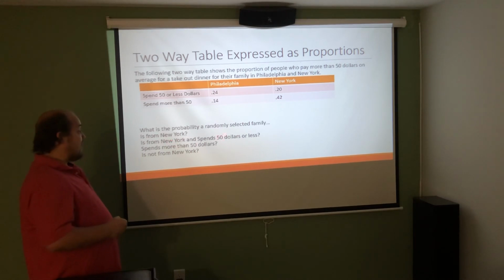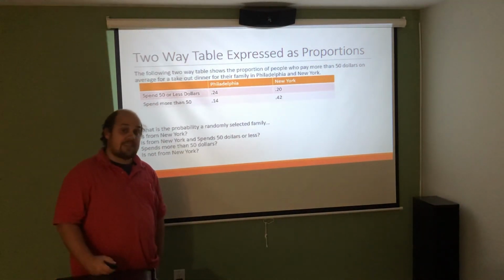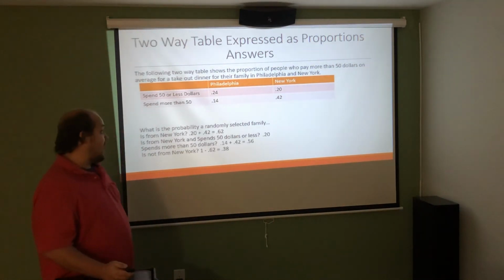From New York and spends $50 or less is where New York intersects $50 or less. So just this answer of 0.20. Spends more than $50 is everyone in this row. So that row total was 0.56. Is not from New York is 1 minus this column total. The total in this column was what we got here, 0.62. 1 minus 0.62 would give me 0.38.